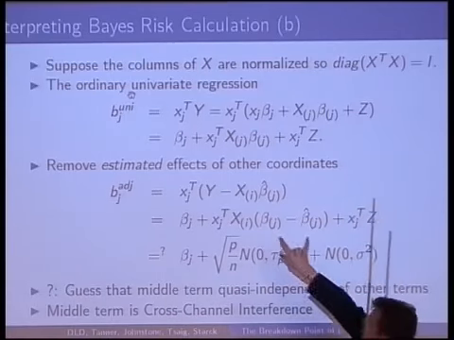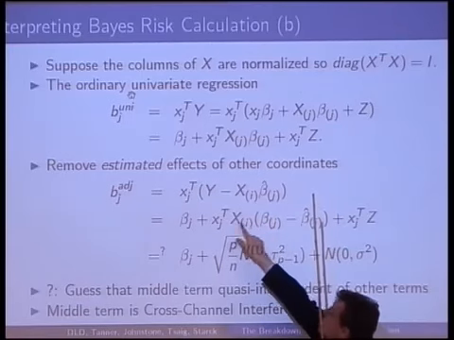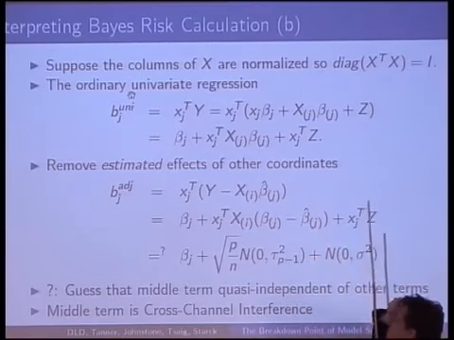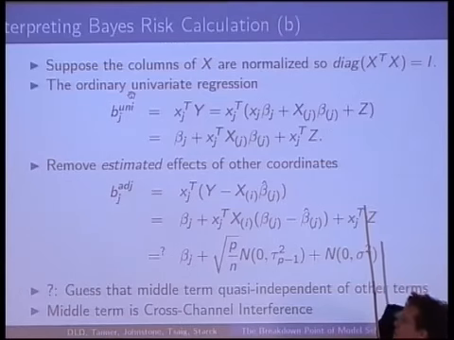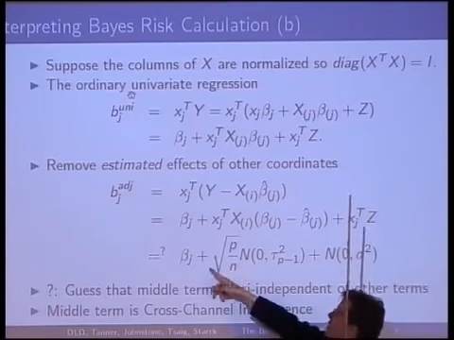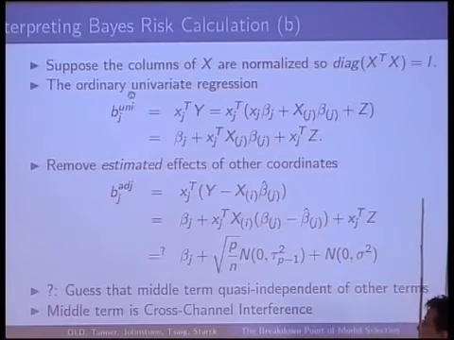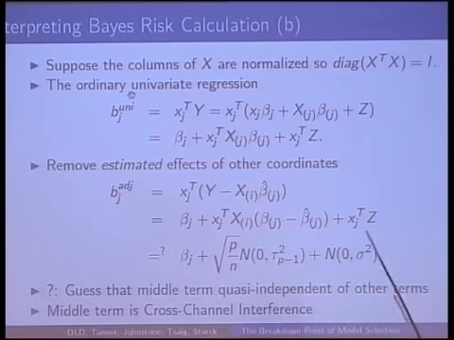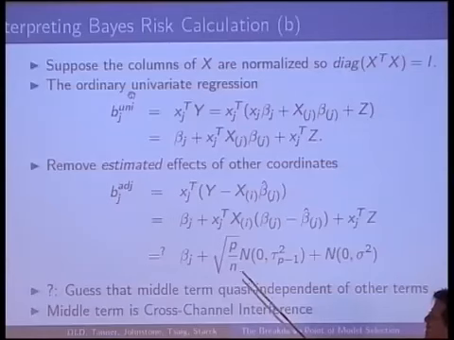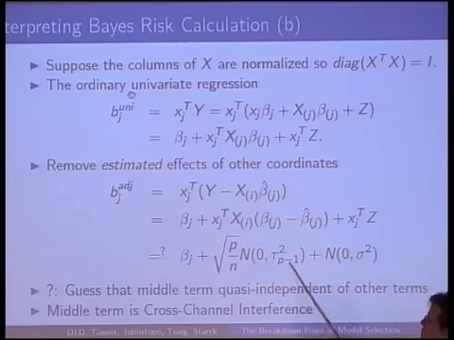And if you make the guess that this basically has nothing to do with the jth coordinate and superposes as a Gaussian variable, then you would get this. And that is exactly consistent with the replica theory result, namely that there's this extra term here of additional noise, which is caused by the cross-channel interference.